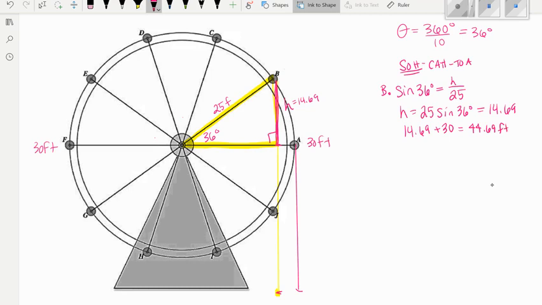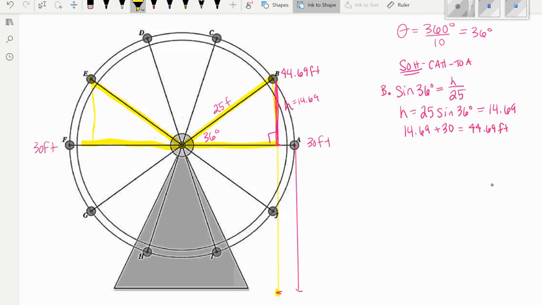So B is 44.69 feet above the ground. Looking at your triangle, you'll notice that it has some symmetry. Think about if you were to reflect it across a y-axis. Notice that it would match up with this triangle right here.